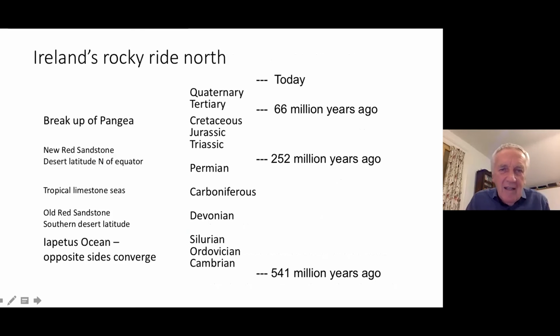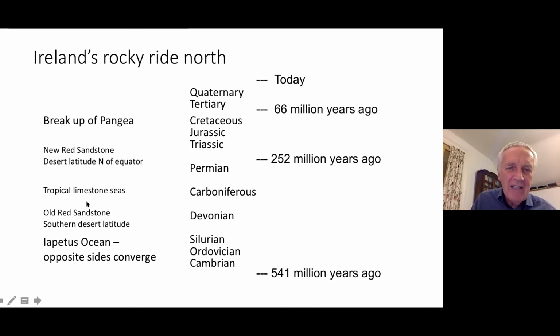So going through geological time, here in the middle are the geological periods from bottom up: Cambrian, Ordovician, Silurian, Devonian, Carboniferous, Permian, Triassic, Jurassic, and Cretaceous, and then the Tertiary and Quaternary at the top. So it's a very concise summary, but in the Cambrian, Ordovician, and Silurian, that's the lower Paleozoic, this Iapetus ocean existed. And the continents on opposite sides converged and met by the end of the Silurian period. And then what was Ireland moved northwards.